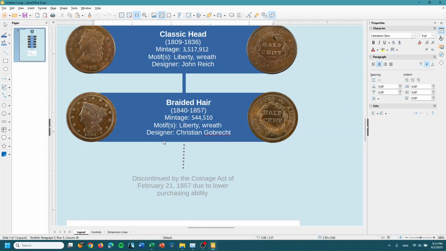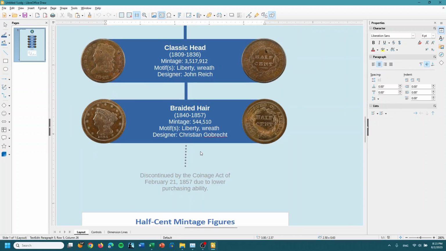After this, it was discontinued in 1857 due to the Coinage Act of February 21, 1857, due to its lower purchasing ability. And basically, it wasn't as useful in trade anymore and daily commerce. Also, the copper price was increasing relative to the face value of the coin. So they stopped it, and it has never come back since. There has never been a halfpenny since this one.